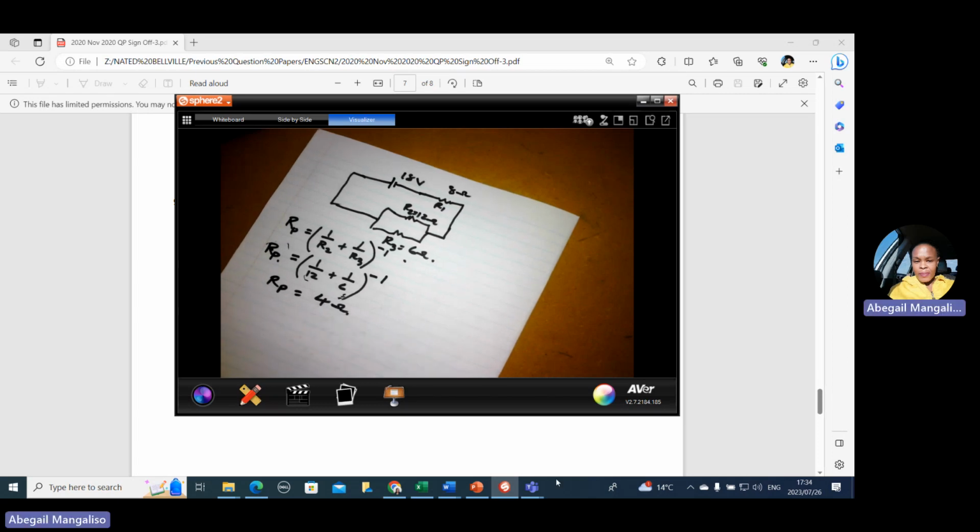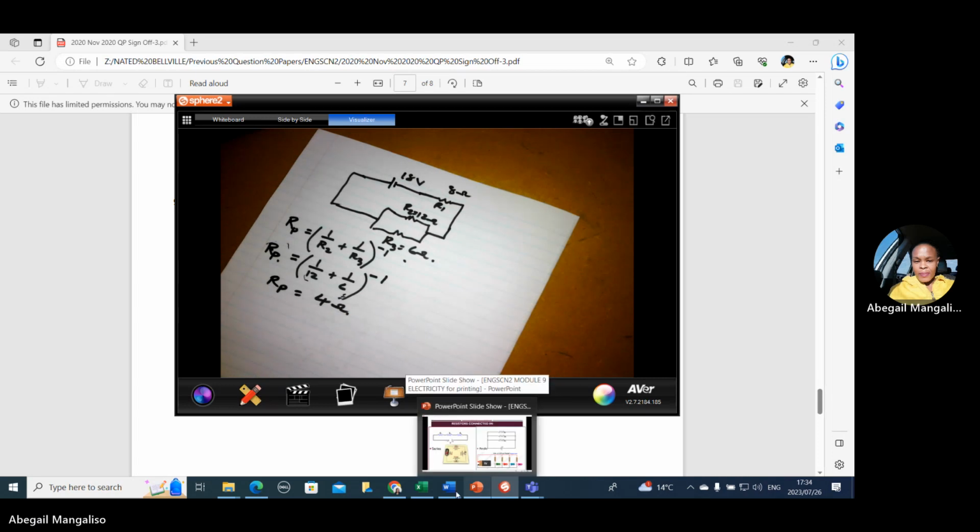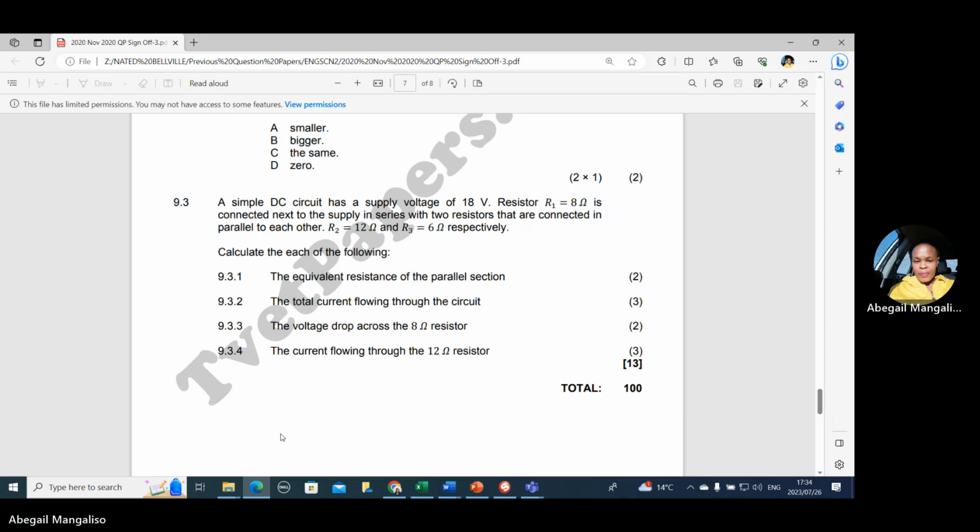Second question says calculate the total current flowing through the circuit.